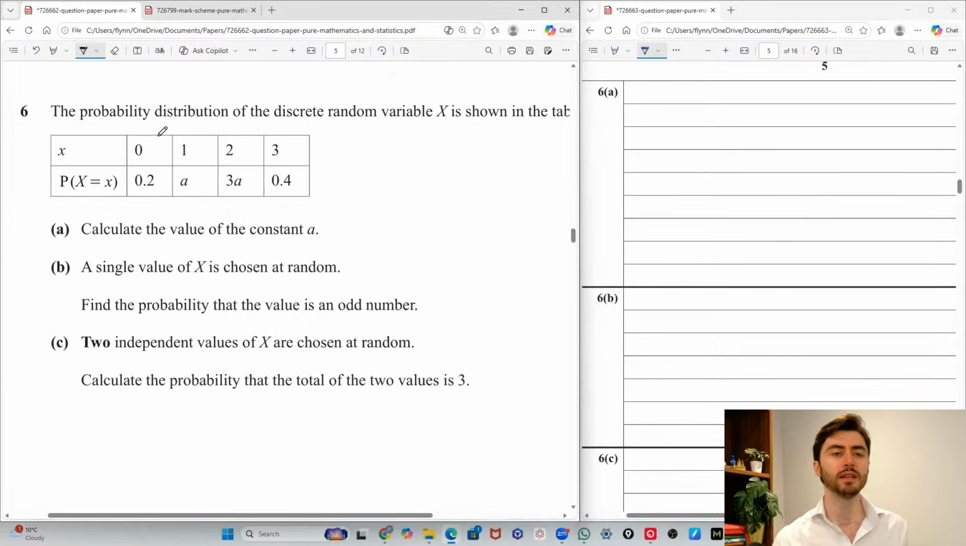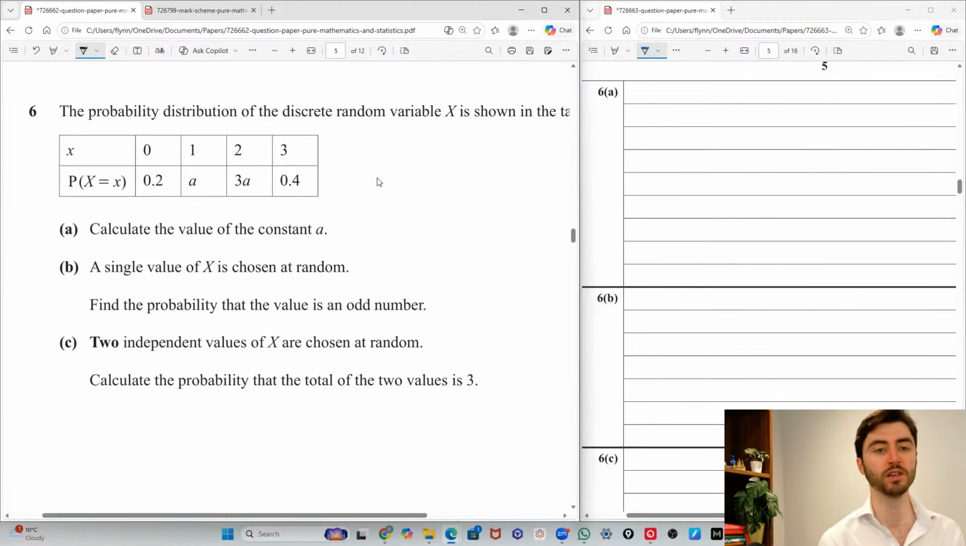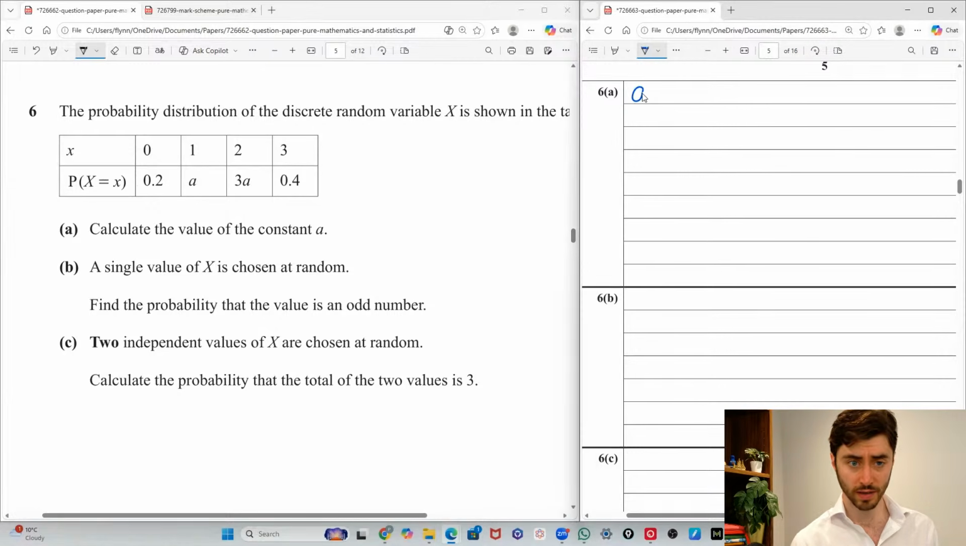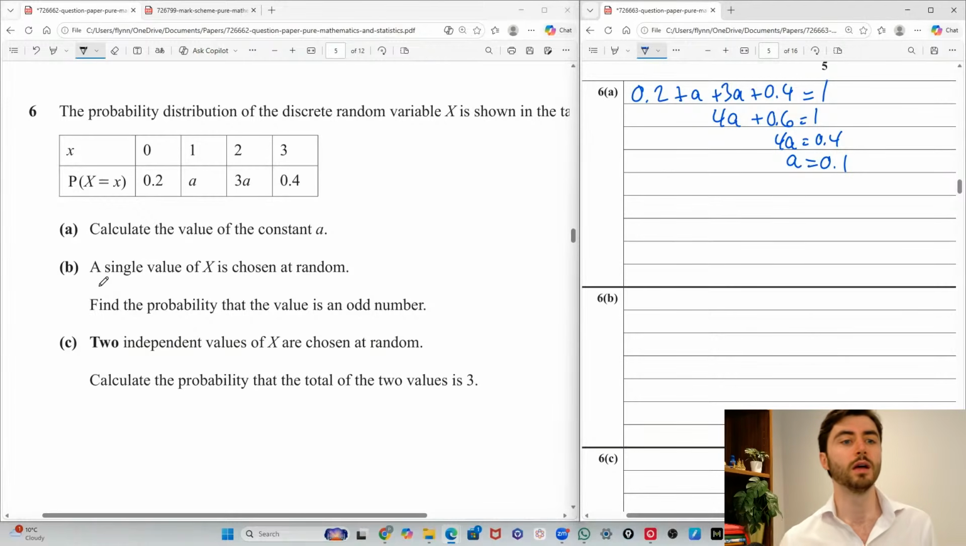Now, the probability distribution of the discrete random variable x is shown in this table. Calculate the constant a. The syllabus material here is that the sum of the probabilities must be 1. So I know that 0.2 plus a plus 3a plus 0.4 is 1. So 4a plus 0.6 is 1. 4a is 0.4. a is 0.1. Sweet.